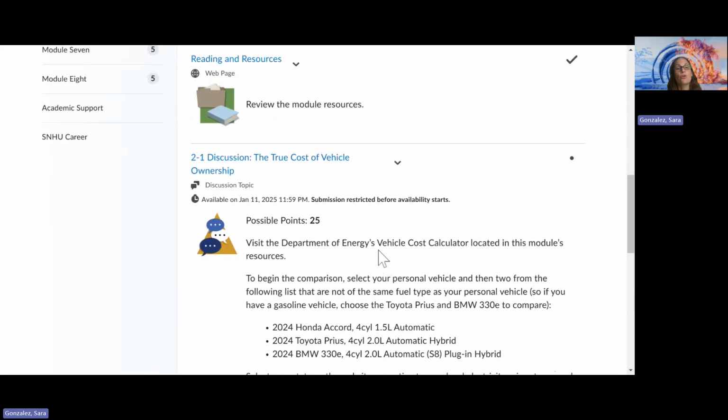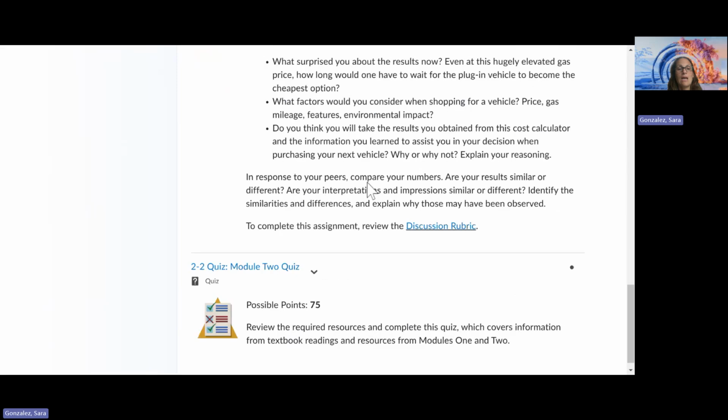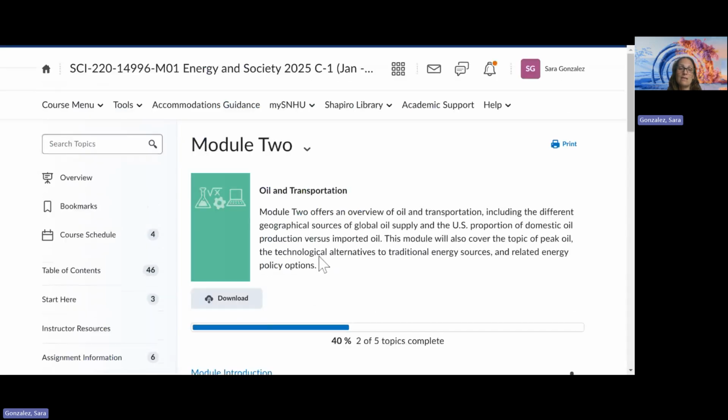So again, what's due for this week: your initial post for the true cost of vehicle ownership, due Thursday, your 2 follow-up responses by Sunday, and then your quiz also due by Sunday.